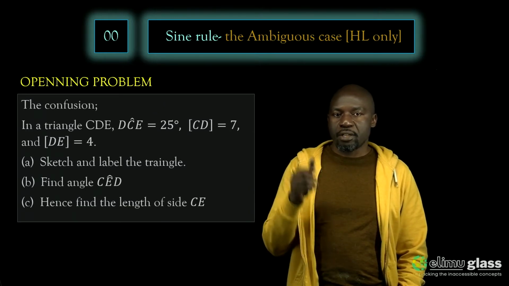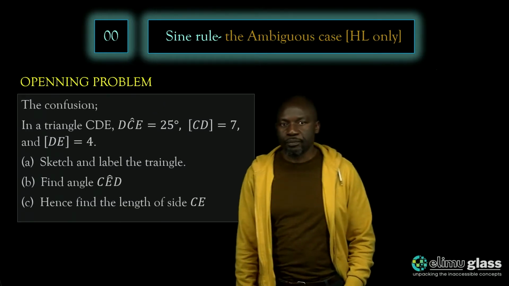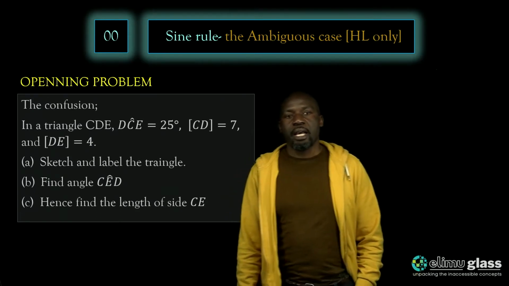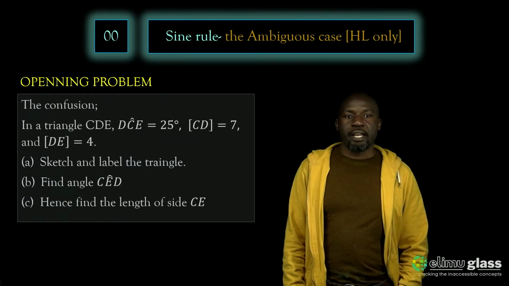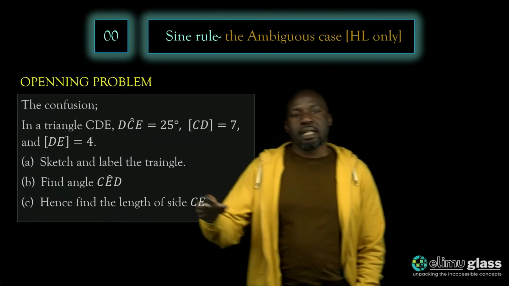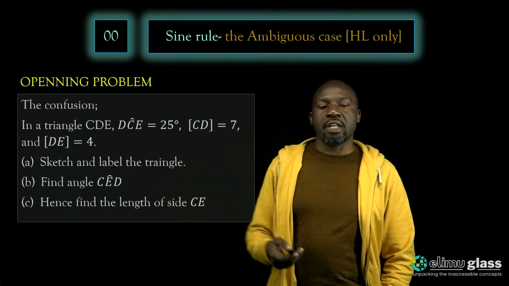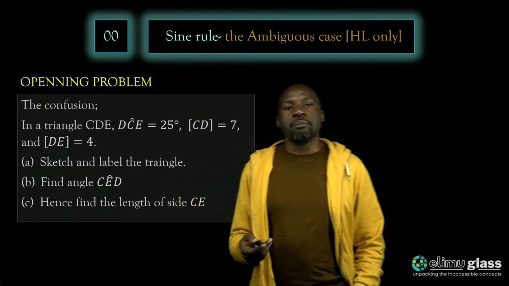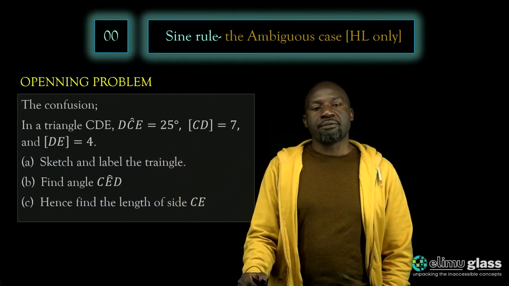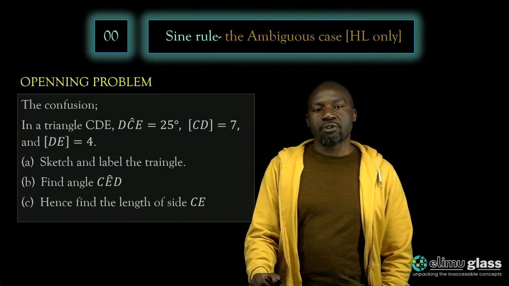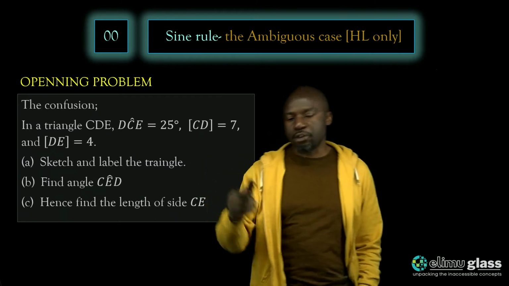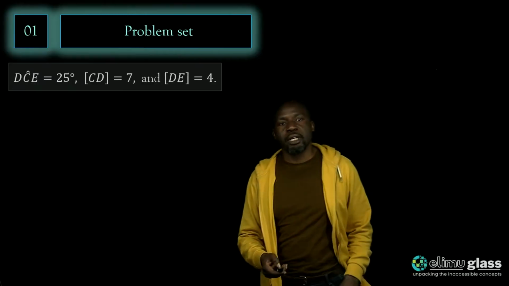The question is, part A, to sketch and label the triangle. Part B is to find the angle CED, and lastly, to find the length of side CE. Now I can bet that if I give you this question, in fact I challenge you to pause the video and try to sketch this diagram. As a matter of fact, there are two possible triangles you could draw that would match the information that is given. But let's take a look and see what's going on.